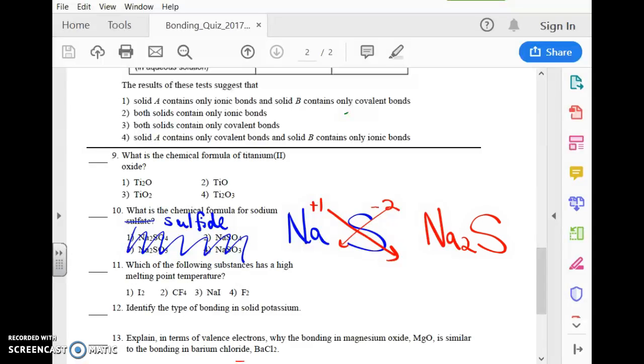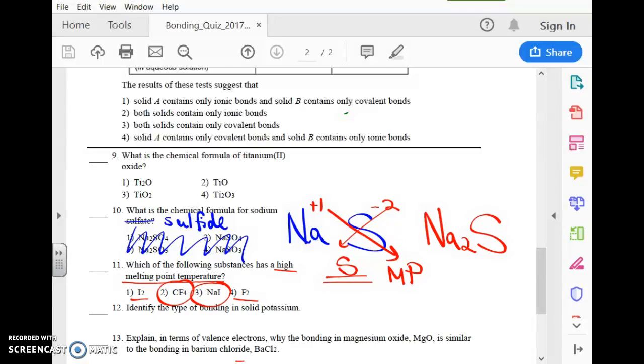Number 11. Which of the following substances has a high melting point temperature? Now, a lot of you, and this is not being critical, it's an observation I've made over the years, when you see melting point temperature, your first instinct is to go to Table S and look up the melting point of the substance. Well, that could help you for elements, fluorine and iodine. But if you notice, these two are compounds, so we cannot use Table S to look up their melting points.